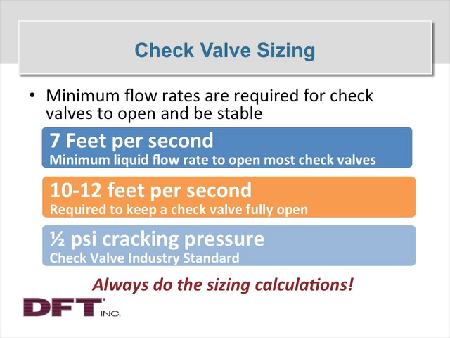If they say, oh, you don't need that detail, you should walk away, because it's an important piece of information that you have right here on this slide. Again, try to keep that half PSI cracking pressure in mind. It may vary a little bit from style to style and even size to size within styles that a manufacturer makes. But 7 feet per second is the absolute minimum you should be working with, and 10 to 12 feet per second is a good liquid flow rate for a good stable condition for a check valve.